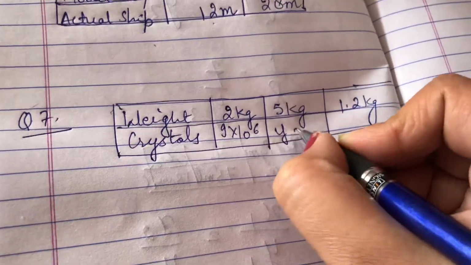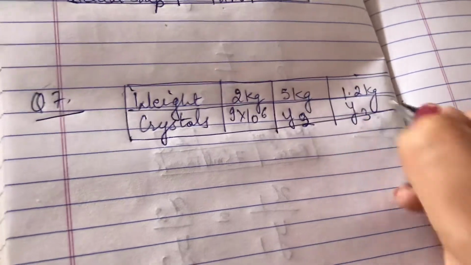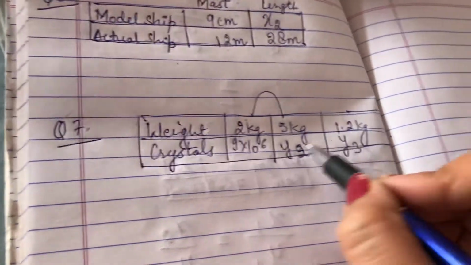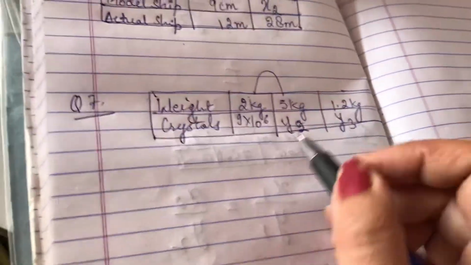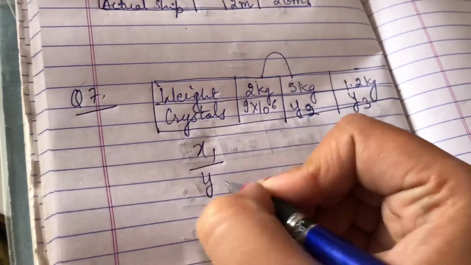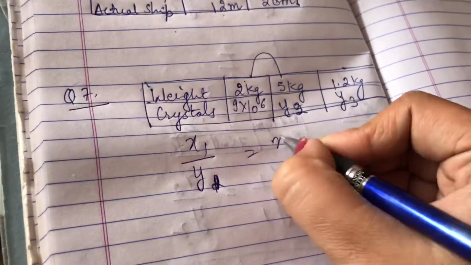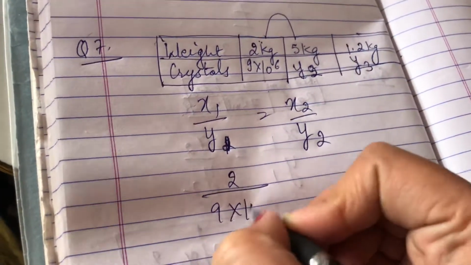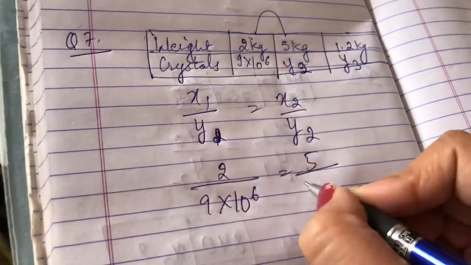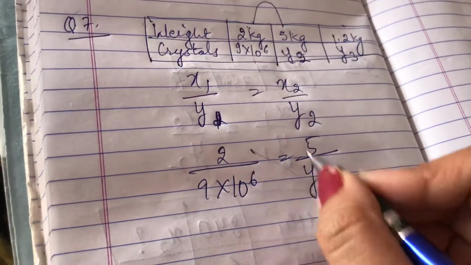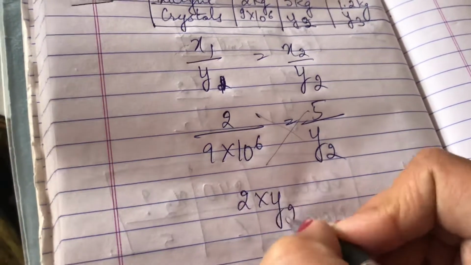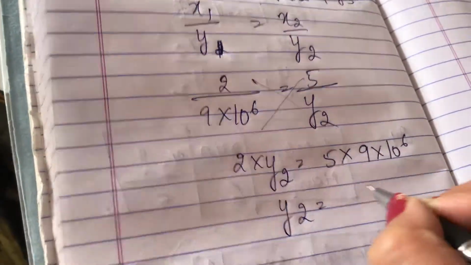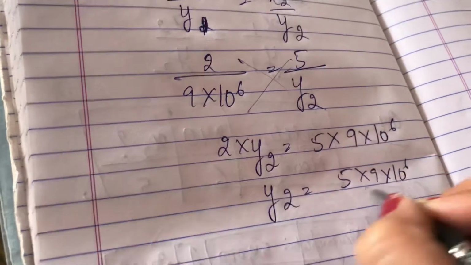So let's write down. This is Y2 and this is Y3 which is missing. Let's compare these two first, because this is completely given. You can't compare these two because both have one missing quantity. So X1 upon Y1 equals X2 upon Y2. X1 and Y1 are 2 upon 9 into 10 to the power 6, and X2 and Y2 are 5 upon Y2. Let's do cross multiplication. 2 into Y2 is equal to 5 into 9 into 10 to the power 6. Y2 is equal to 5 into 9 into 10 to the power 6 upon 2.